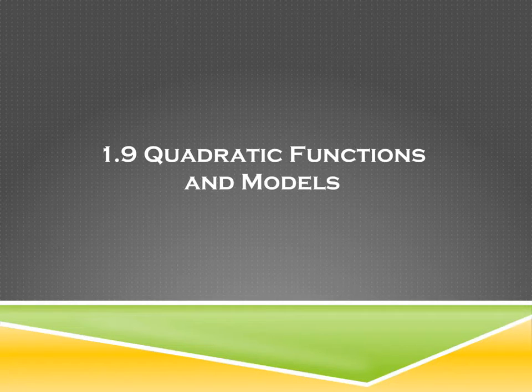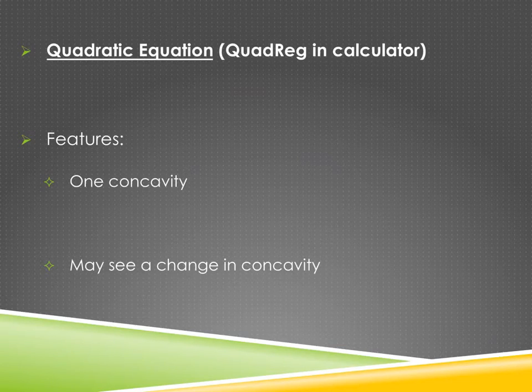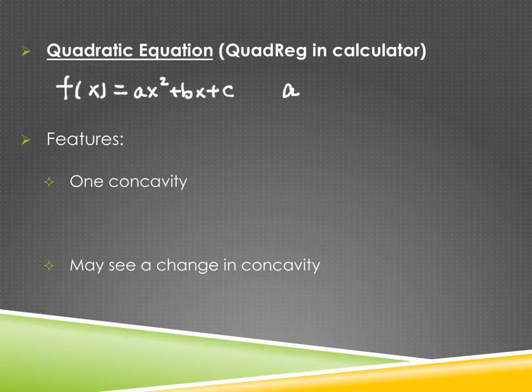Today we're going to take a look at section 1.9, which is quadratic functions and models. And the basic form for a quadratic equation looks like this: f of x equals ax squared plus bx plus c. And it has the condition that a cannot be 0.